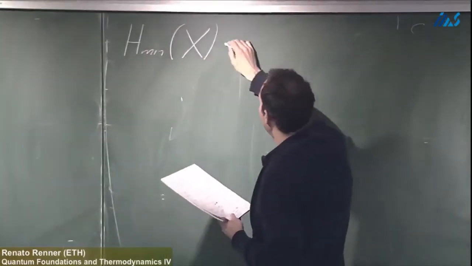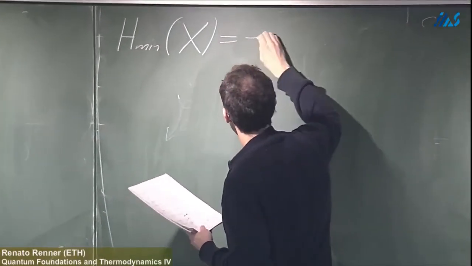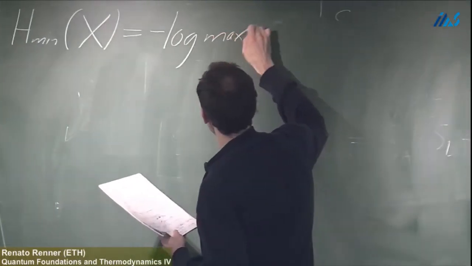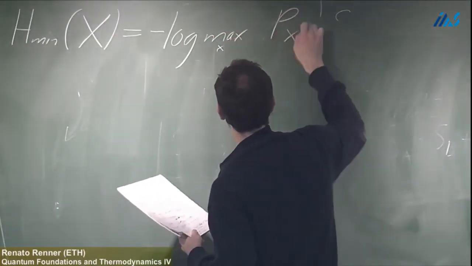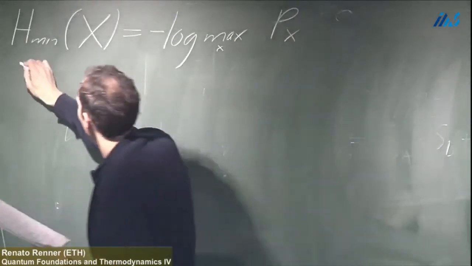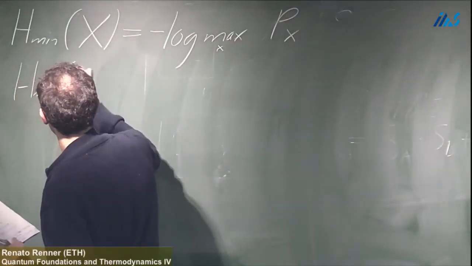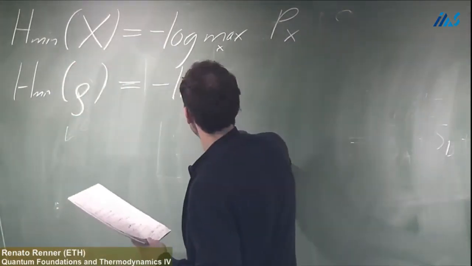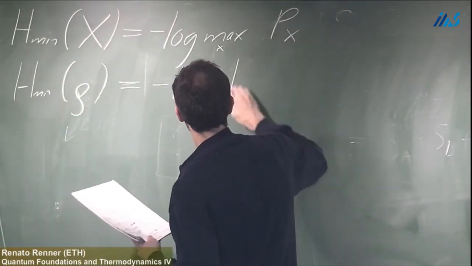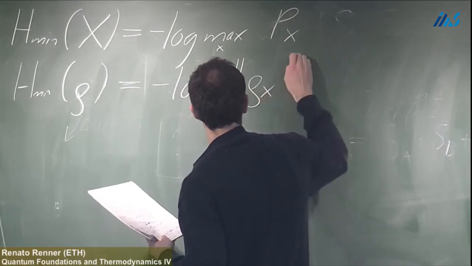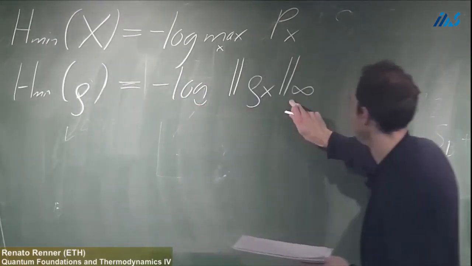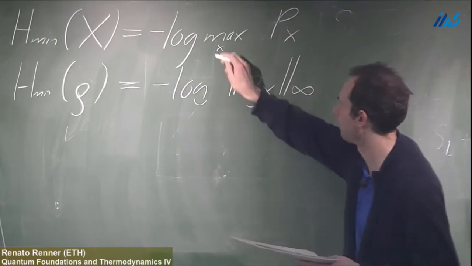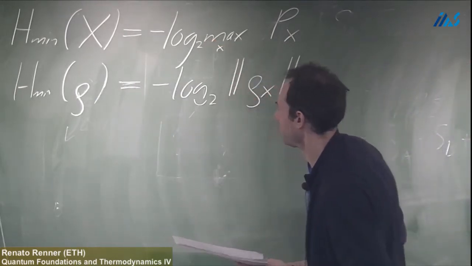And no conditioning. So in this case, the min-entropy is just defined as minus log of the maximum probability of a probability distribution P_X. I could also define the same thing for a quantum state. It's kind of the same thing, just written for a quantum state. This L-infinity norm is just the maximum eigenvalue, and you take the negative log of that.